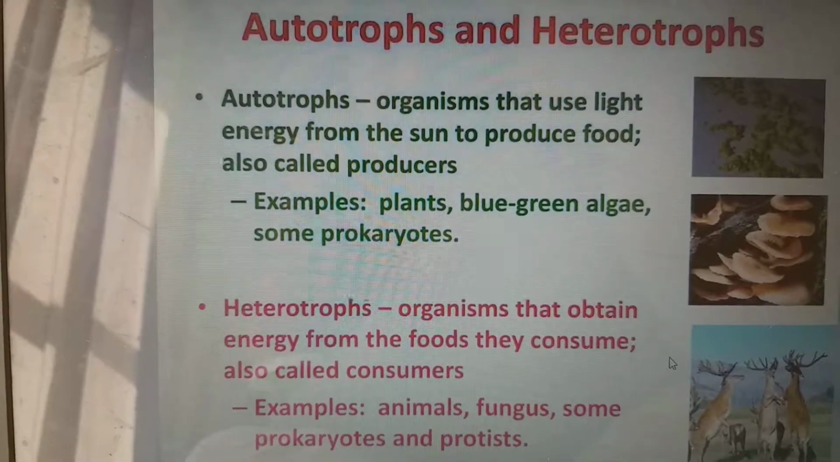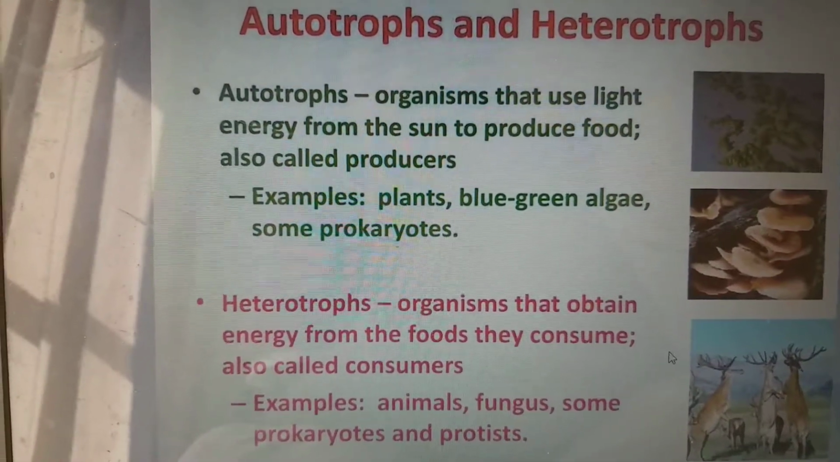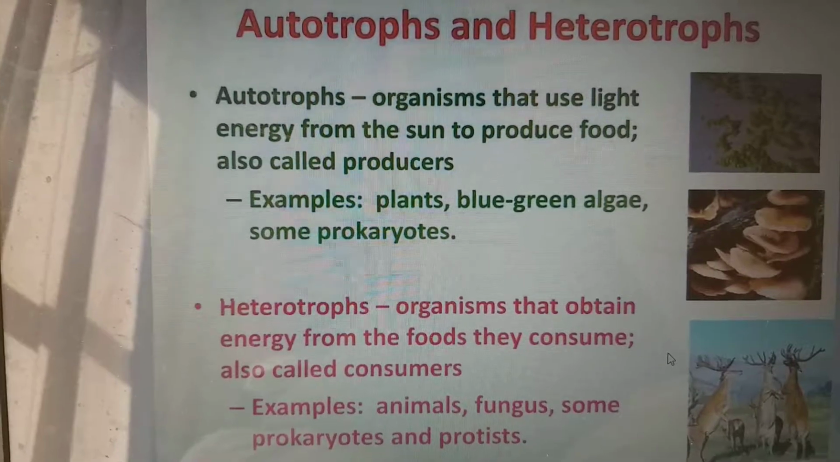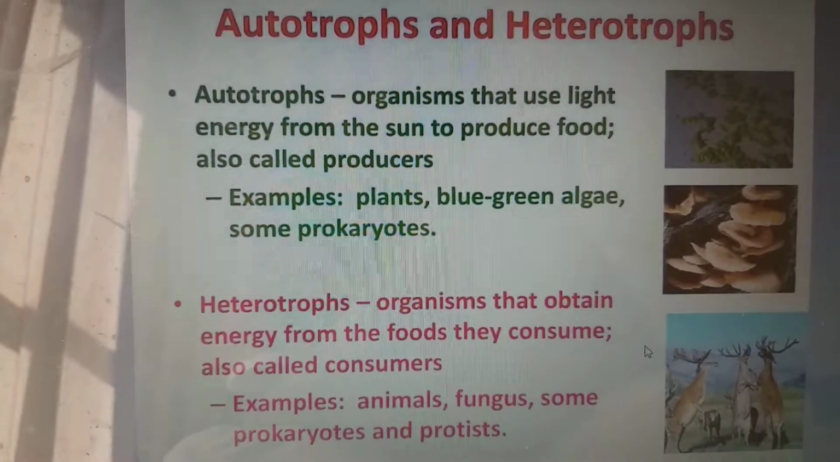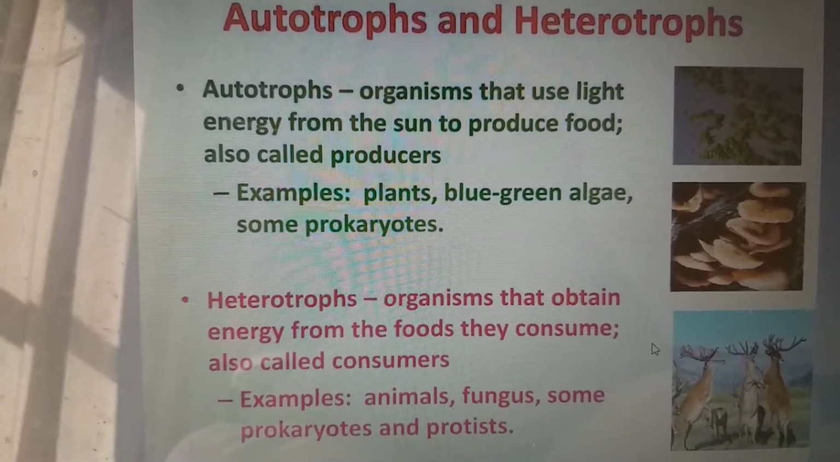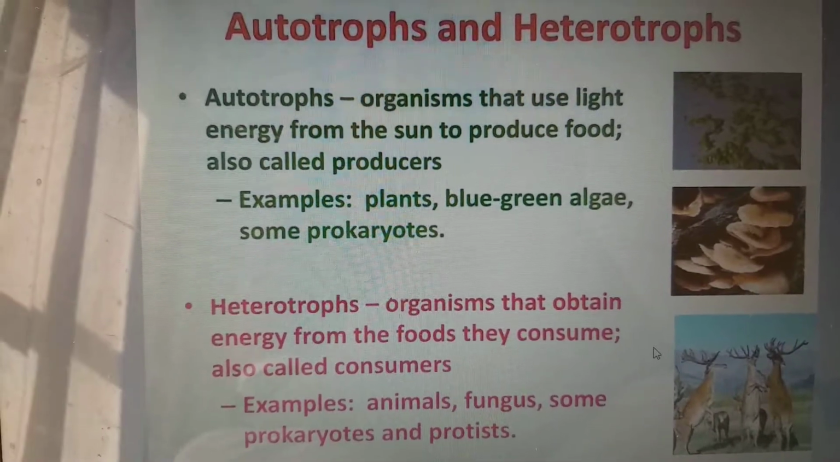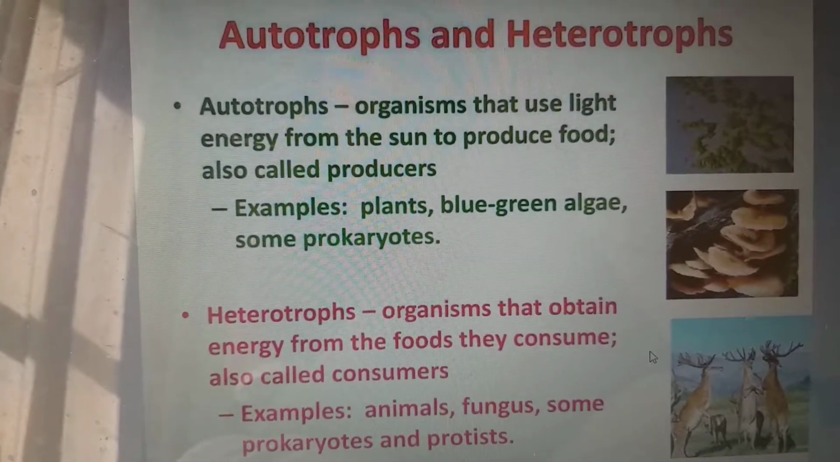Hello my dear friends. In this video, we are going to discuss in detail the nutrition as well as the photosynthesis. Coming to the nutrition, we have two types of nutrition, that is autotrophs and heterotrophs. Auto means self, hetero means different.